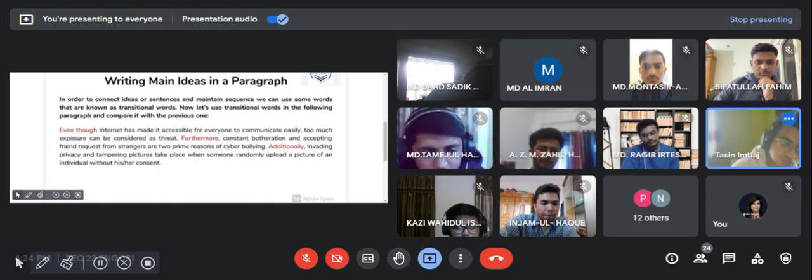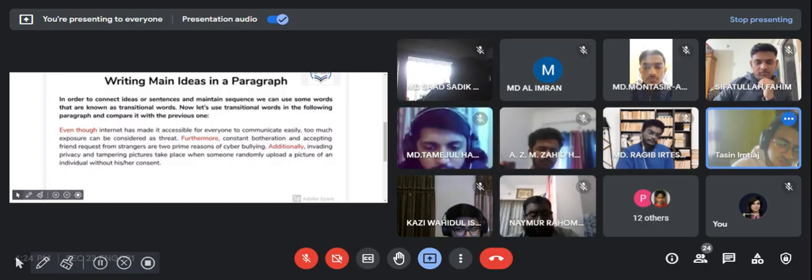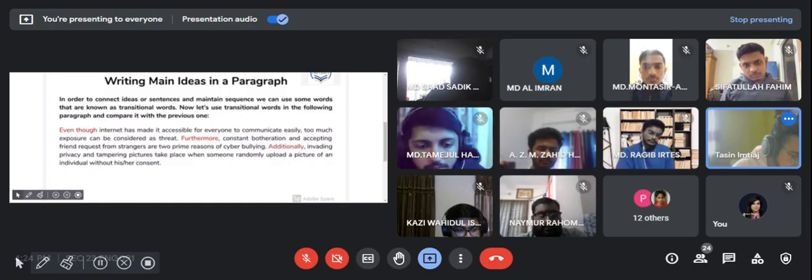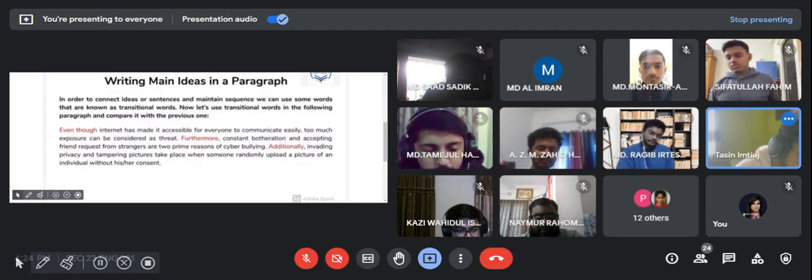In order to connect ideas or sentences and maintain sequence in a paragraph, we can use some words that are known as transitional words. Now let's use transitional words in the following paragraph and compare it with the previous one.